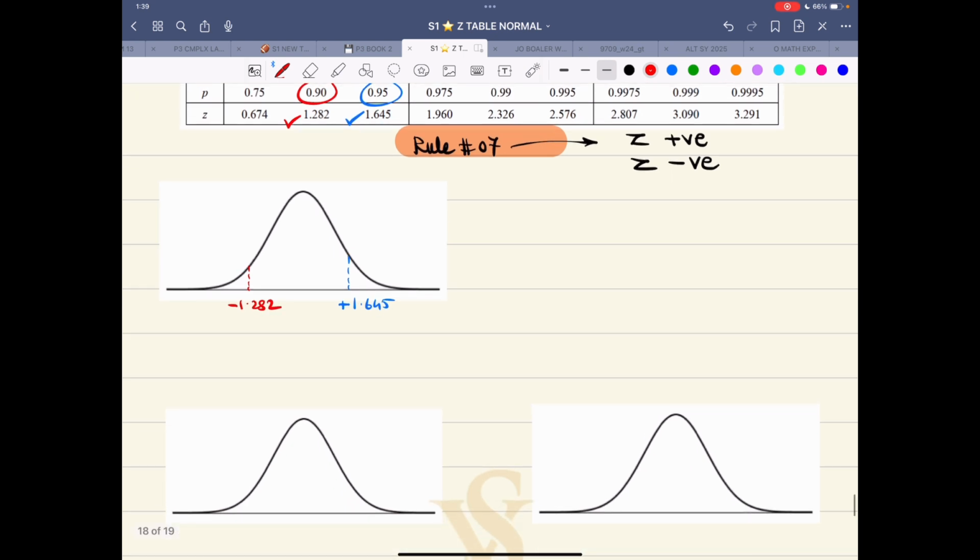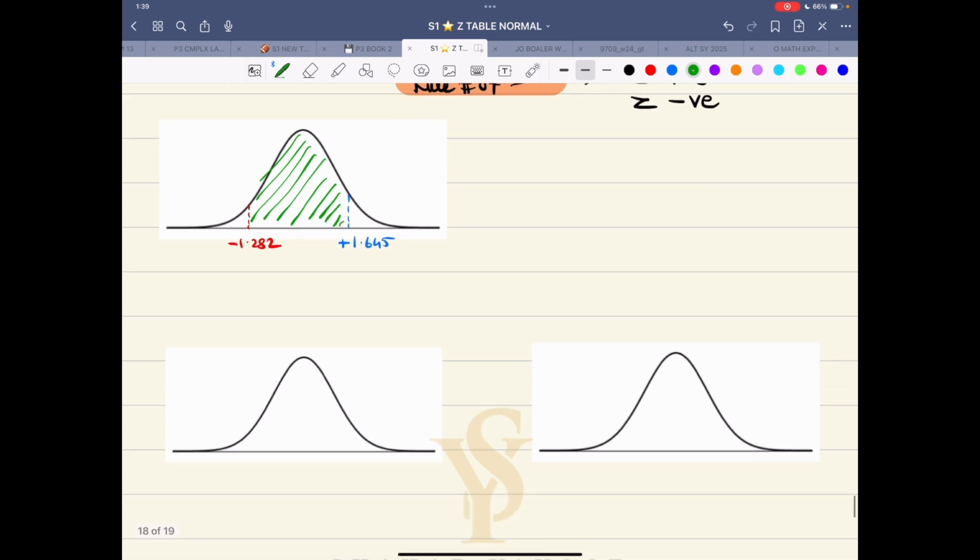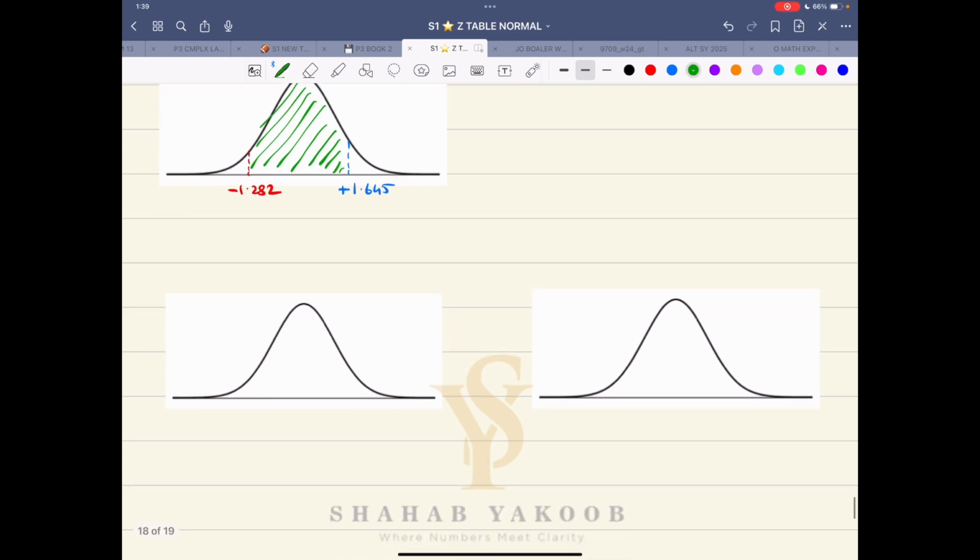And I am interested in this area, and let me just make it a bit thicker. That is this probability between these two. Now there is a shortcut also, and there is the conceptual way also. Now what I'll do is, let me first focus on the blue one.